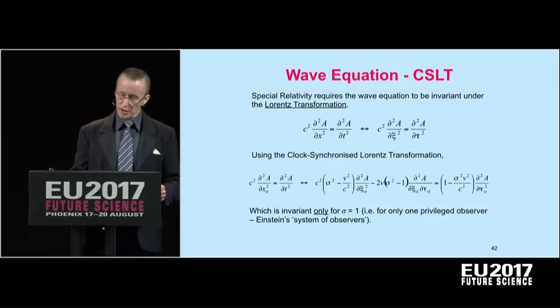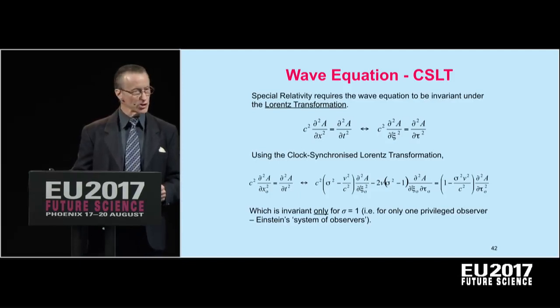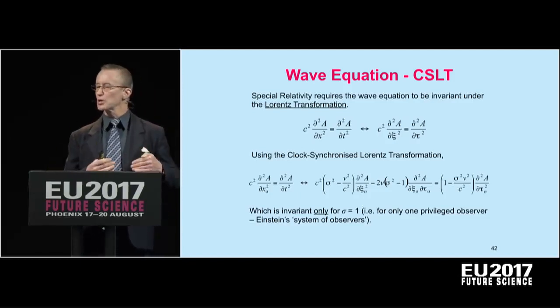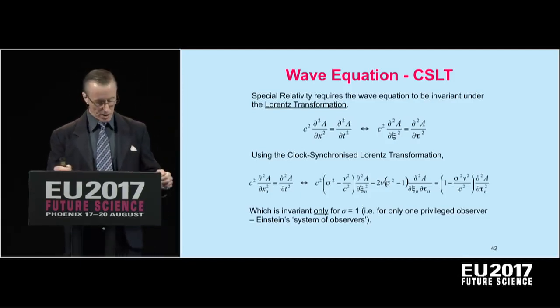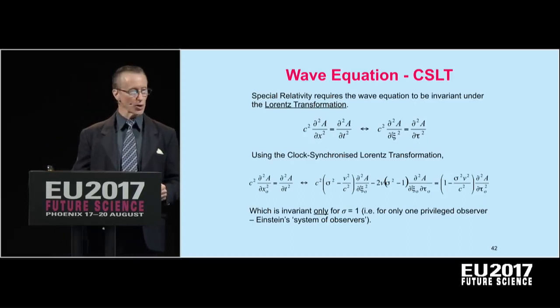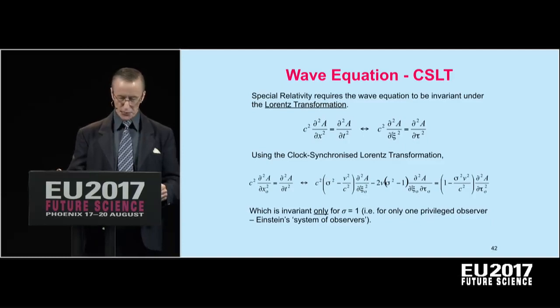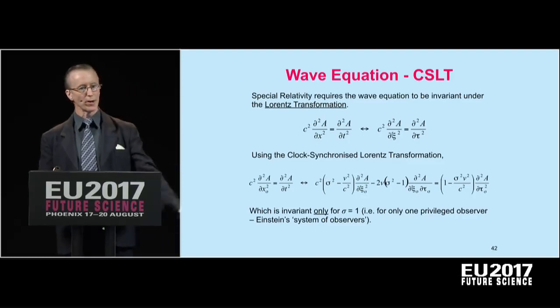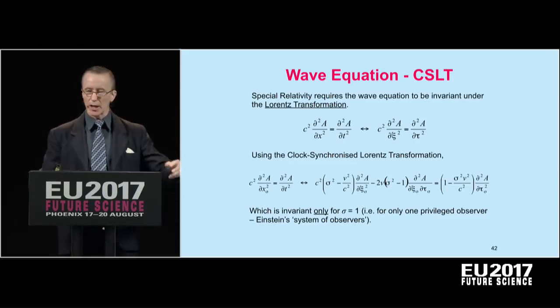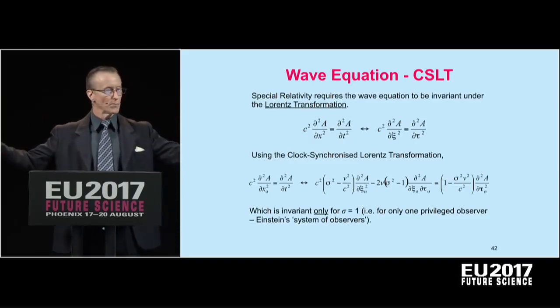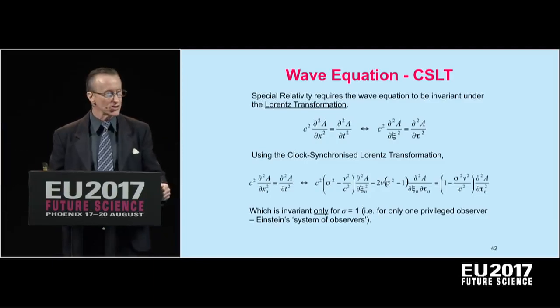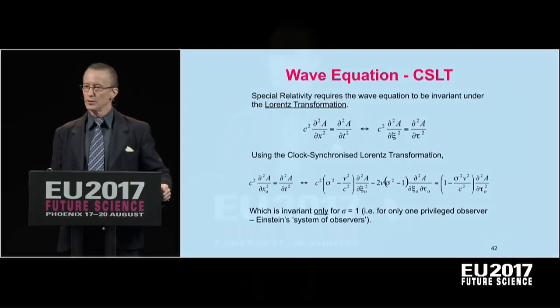Here now I'll use the clock-synchronized Lorentz transformations. We get exactly the same equations. Again, sigma equals 1 is the only one that makes it invariant. That's Einstein's privileged observer. He doesn't know what he's done. He takes this privileged observer and he lets it speak for all of them. So now he thinks he's got clock-synchronized systems of stationary observers, when he doesn't. He only has 1, and 1 is meaningless.